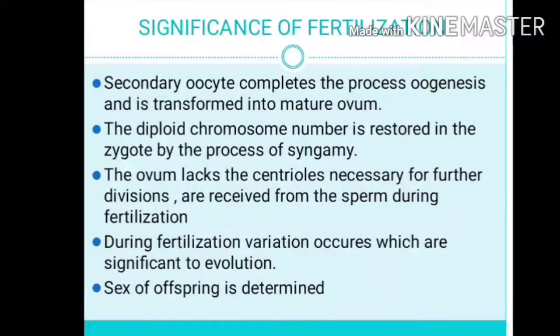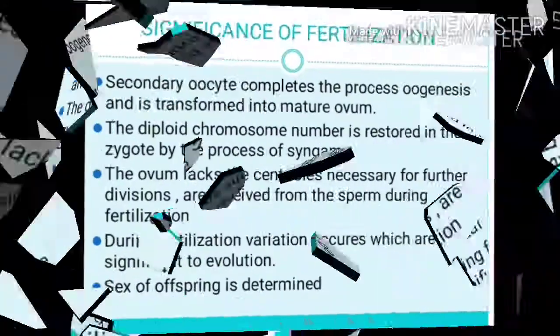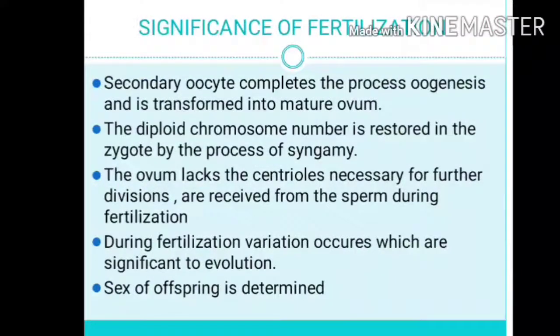Now next, the significance of fertilization. The secondary oocyte completes the process of oogenesis and is transformed into a mature ovum. The diploid chromosome number is restored in the zygote by the process of syngamy. The ovum lacks the centriole necessary for further division, which is received from the sperm during fertilization. During fertilization, various events occur which are significant. Fertilization is also very important for sex determination of the offspring. Like this, in this topic we have seen about fertilization in detail.